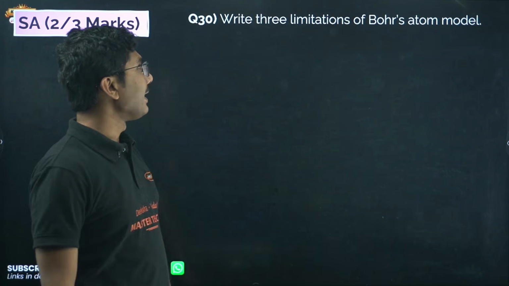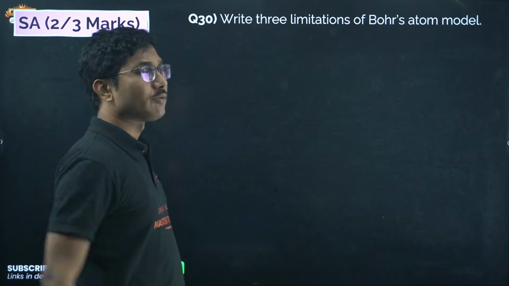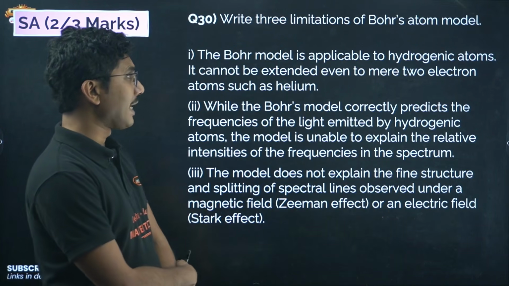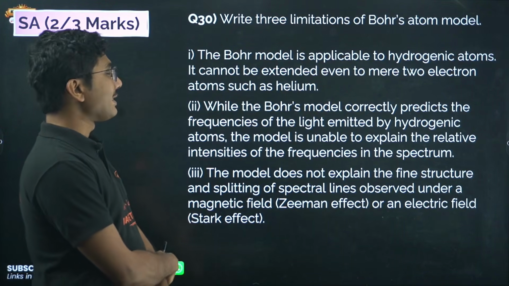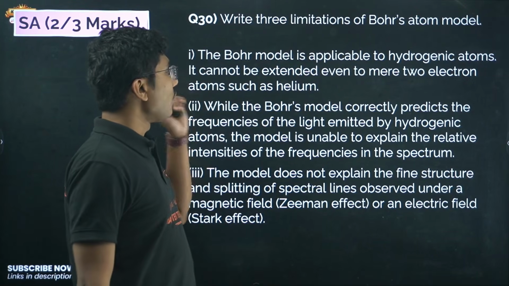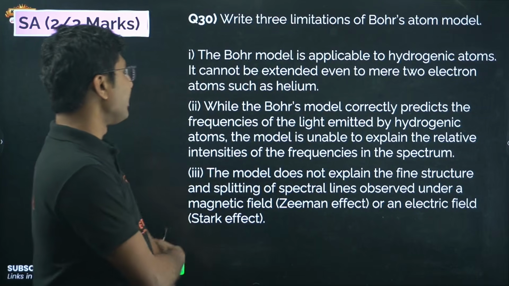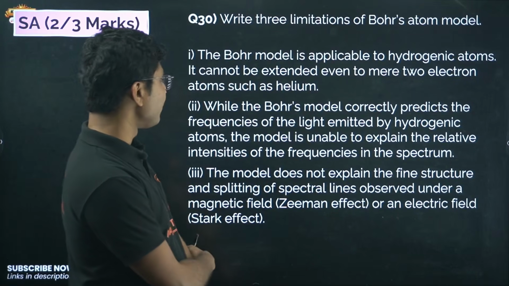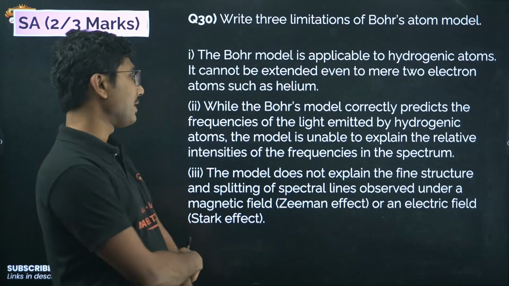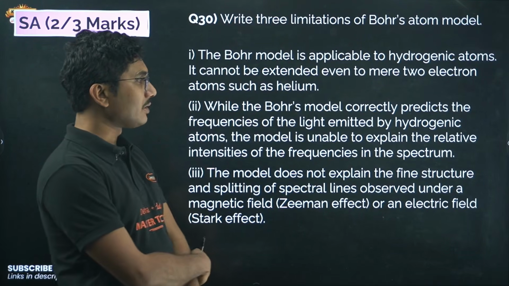Okay, next, write 3 limitations of Bohr's atomic model. The Bohr model is applicable to hydrogenic atoms only. It cannot be extended to even atoms having 2 electrons, such as helium. While the Bohr model correctly predicts the frequencies of light emitted by the hydrogen atom, the model is unable to explain the relative intensity of the spectrum. The model does not explain the fine structure.